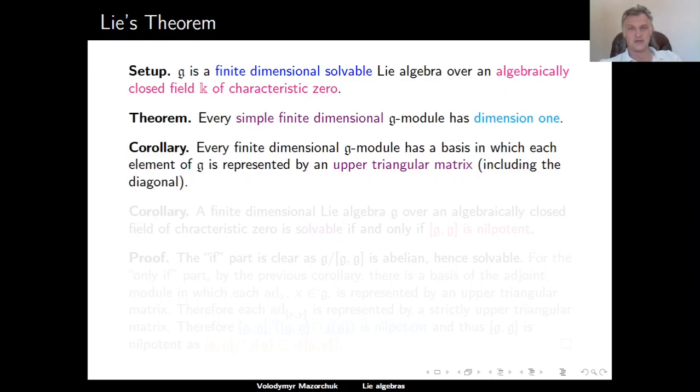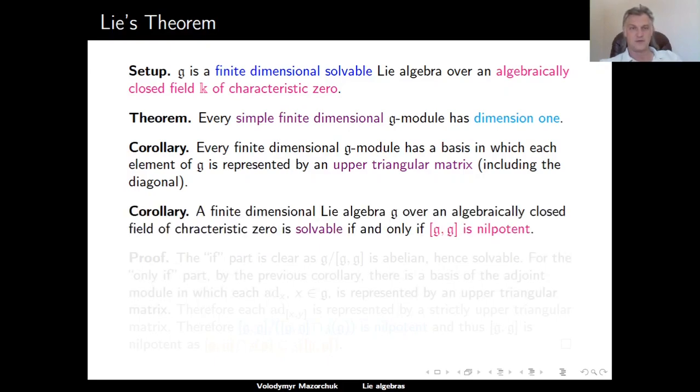So if G module has dimension 1, this is clear. If G module has higher dimension, then it has a simple submodule which has dimension 1 by the theorem. So we take it as a first basis vector, factor out, and proceed inductively.